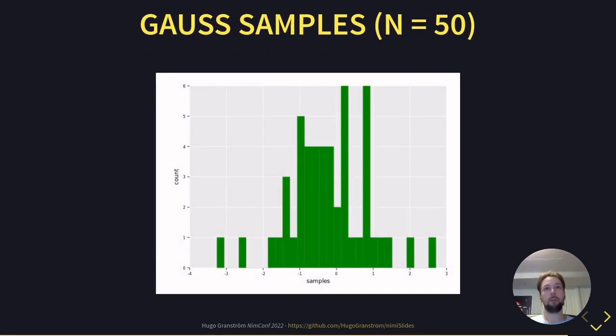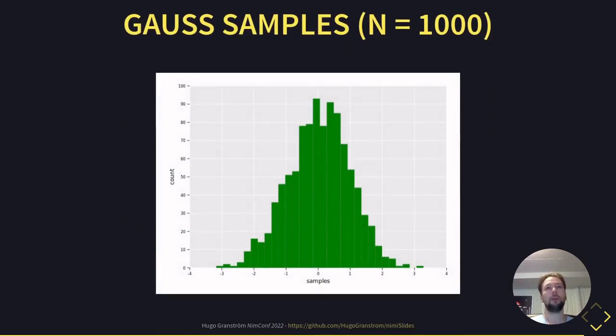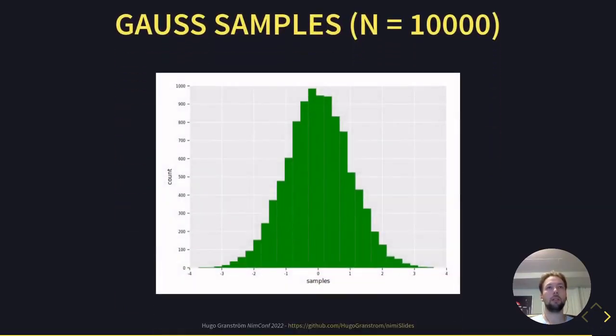First we have 50 samples, and it doesn't look too pretty. With 100 samples it's still not pretty, but better. With 1,000 samples it's starting to bunch up to something similar to a Gaussian. And at 10,000 we can see that it starts to really resemble one.